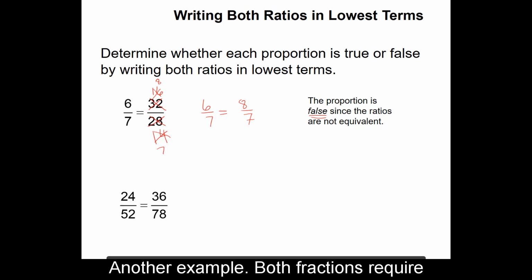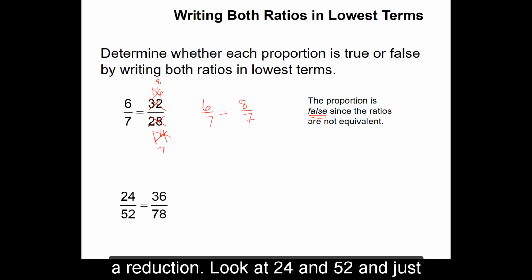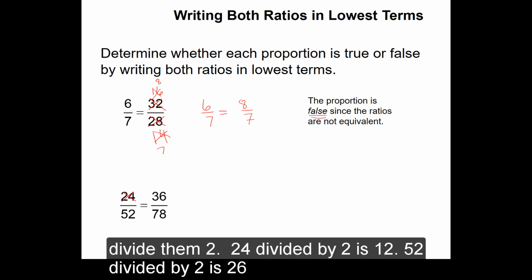Another example here, both fractions require reduction. So we take a look at 24 and 52. I'll just be lazy and say they're both even. I'll divide them by 2. 24 divided by 2 is 12. 52 divided by 2 is 26.